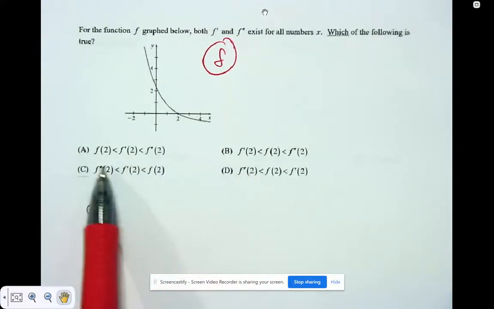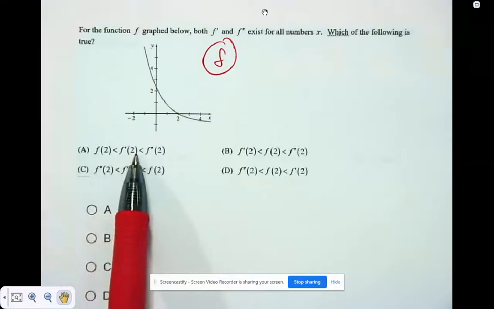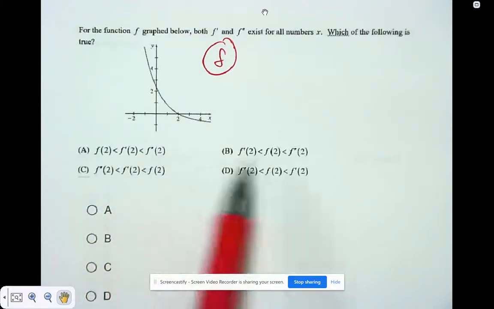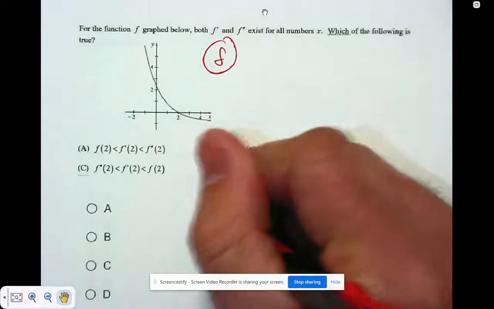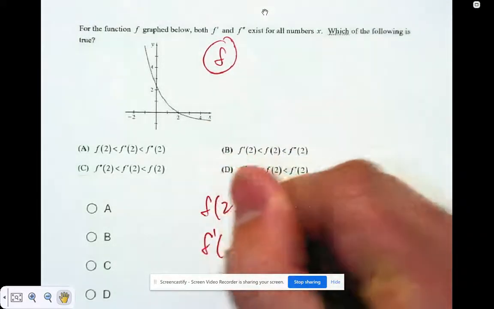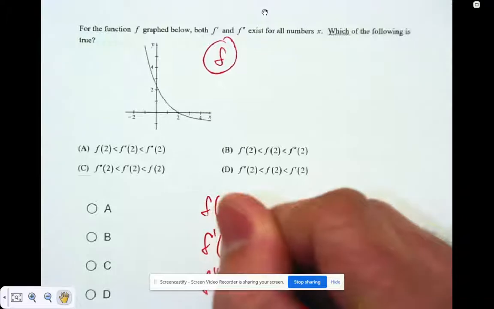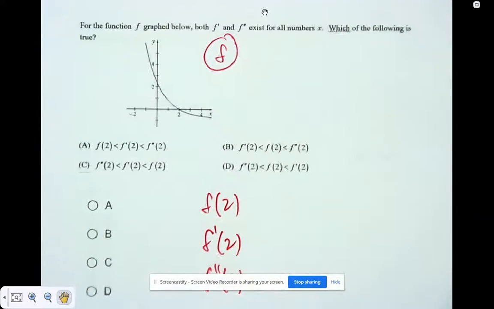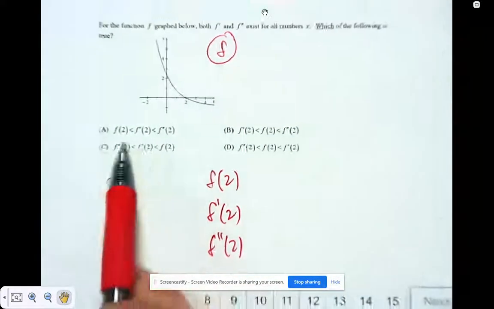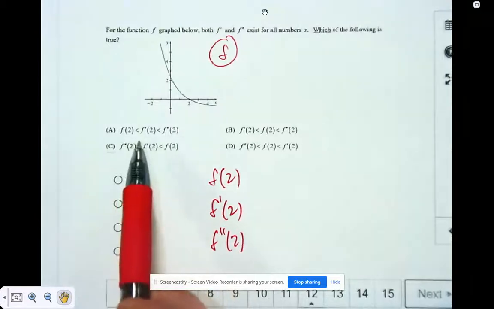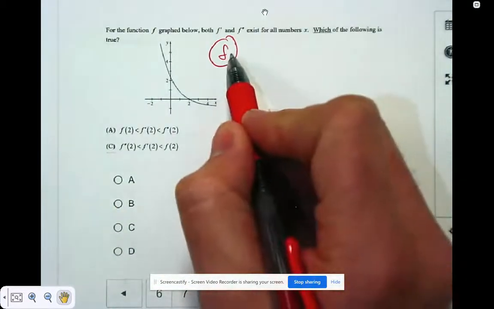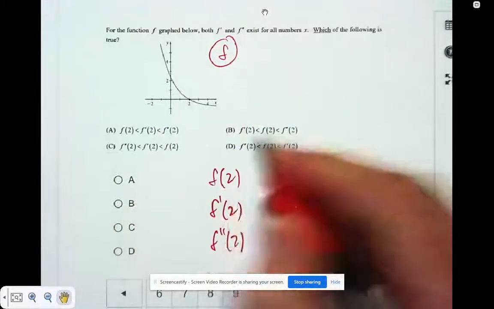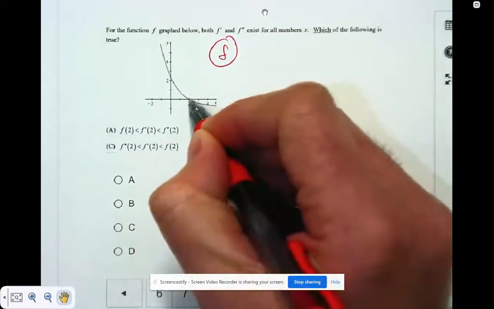So when I look down here, you guys can see that everything is focused on this point 2. And there's the function value, there's a derivative, there's a second derivative. So really, you're supposed to be able to figure out what F of 2, F prime of 2, and F double prime of 2 are. And I don't even know what they're asking me because I don't know if I need numbers, but let's just go figure it out. So look at F of 2. This is a graph of F. F of 2 is clearly 0. It's right there.